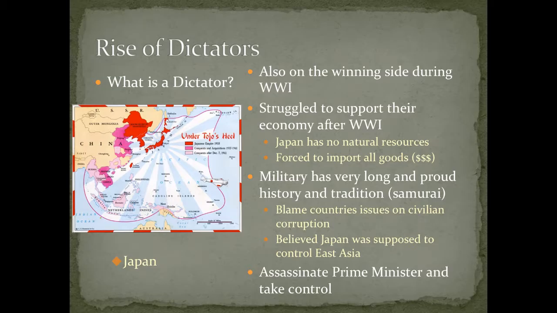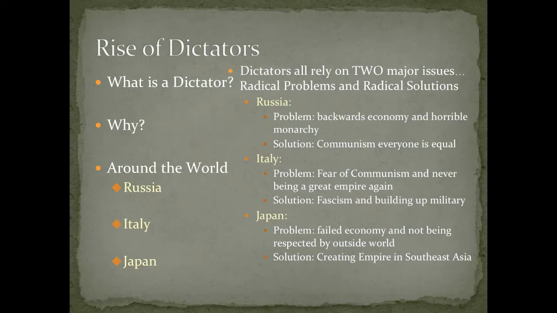All right. So as we wrap up here, what is a dictator? It's that person who gains power by force, who gains power and authority by basically dominating somebody else. But first, to get to this point, dictators rely on radical problems. They rely on these huge issues that people are so desperate to have answered that they're willing to sacrifice and accept solutions that they normally would never have taken. For example, Russia had a backwards economy. They had a horrible monarchy who oppressed their people, who kept them poor, who kept them on the verge of starvation. And their solution with Vladimir Lenin was communism.